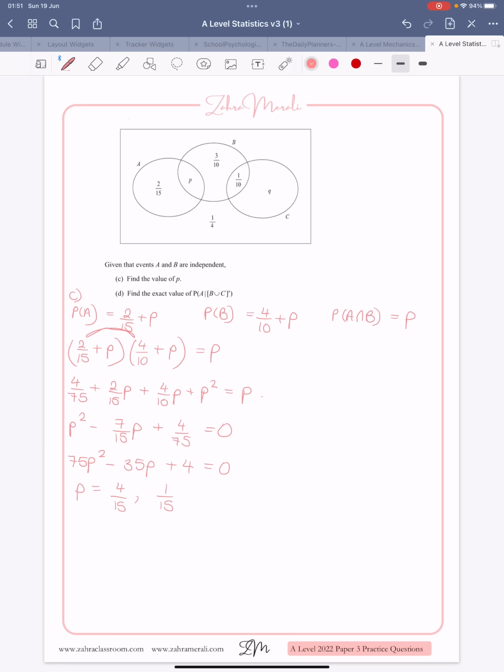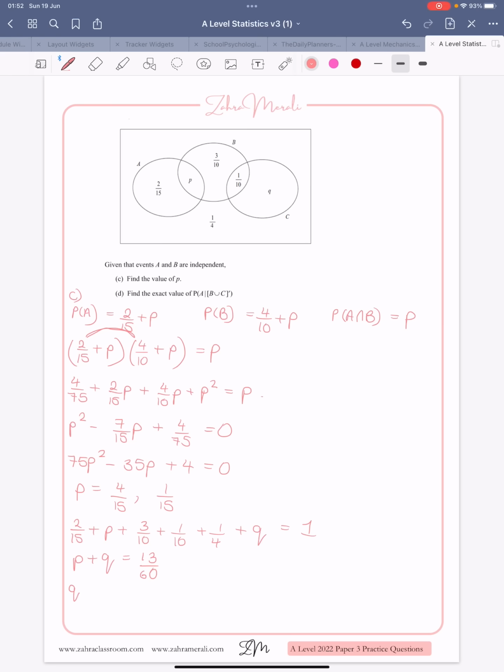And when we do that, we get 2/15 plus P plus 3/10 plus 1/10 plus 1/4 plus Q equals 1. And that rearranges to tell us P plus Q equals 13 over 60. Now, if we were to substitute in P equals 4 over 15, you're going to get 13 over 60 minus 4 over 15, and that's going to give you a negative value for Q, which is impossible.